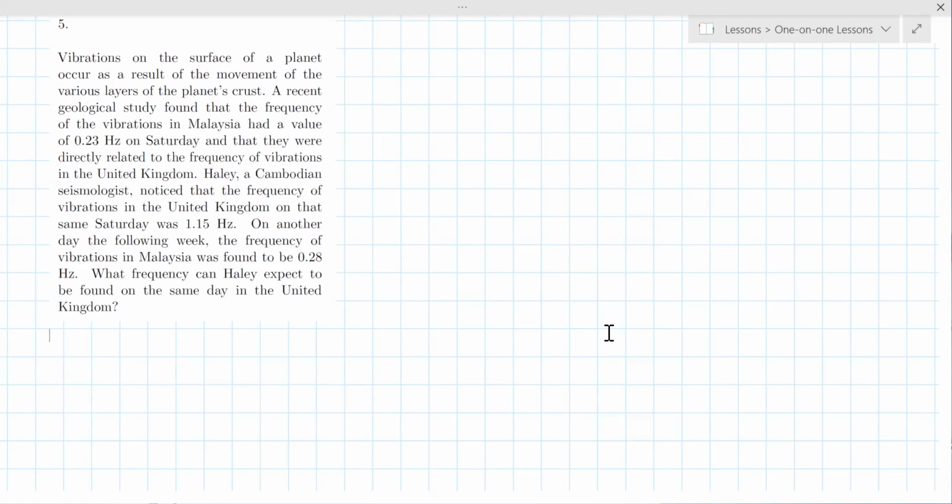I got 0.056. Seems kind of small though. That's not correct here. I'm going to just jump in here. So Malaysia is directly related to the vibrations in the United Kingdom. Okay, so K times, we'll just use U for that. So they were 0.23.